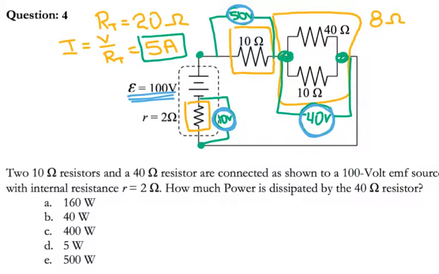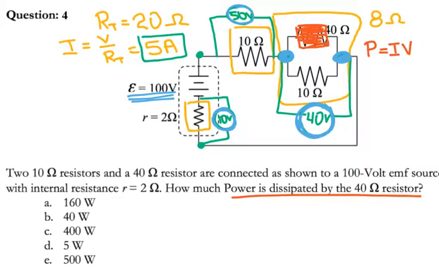So if I have 40 volts dropped between these 2 points, the ones that are in blue, then I know the voltage and the resistance for this 40 ohm resistor. And they ask me the power dissipated by the 40 ohm resistor. So the power is equal to I times V. And I don't have the current through the 40 ohm resistor.